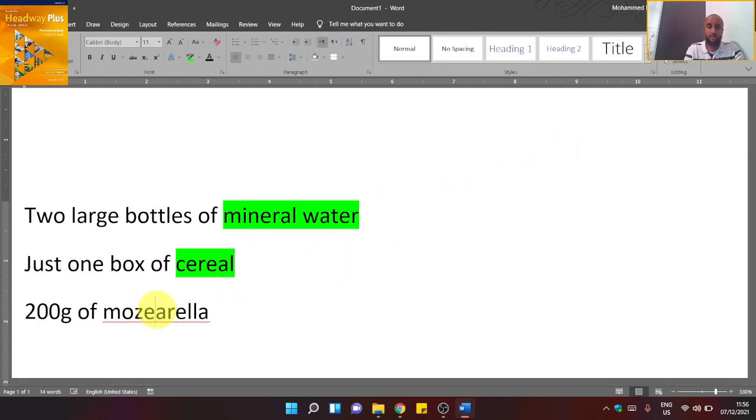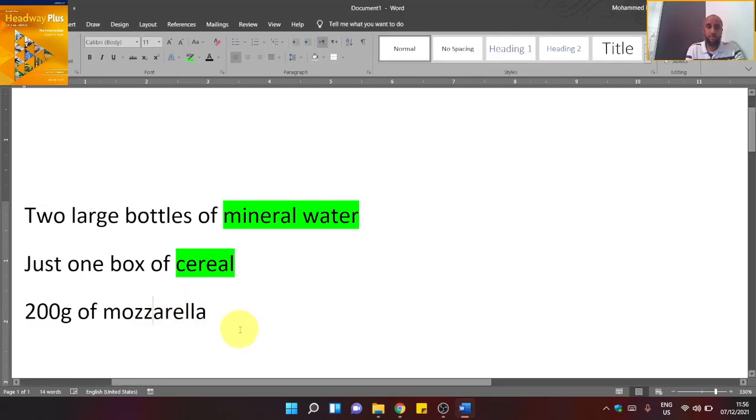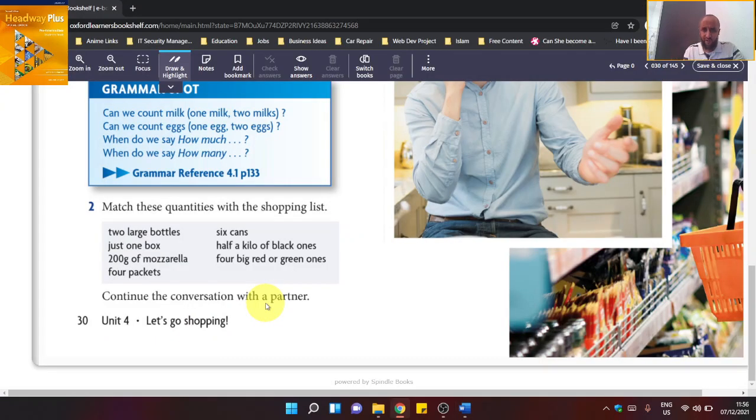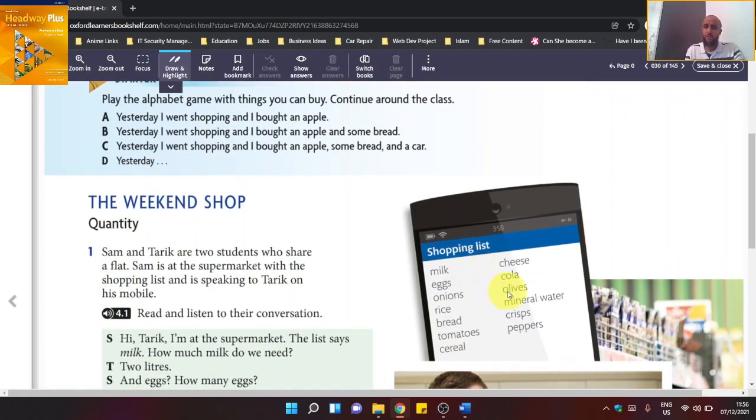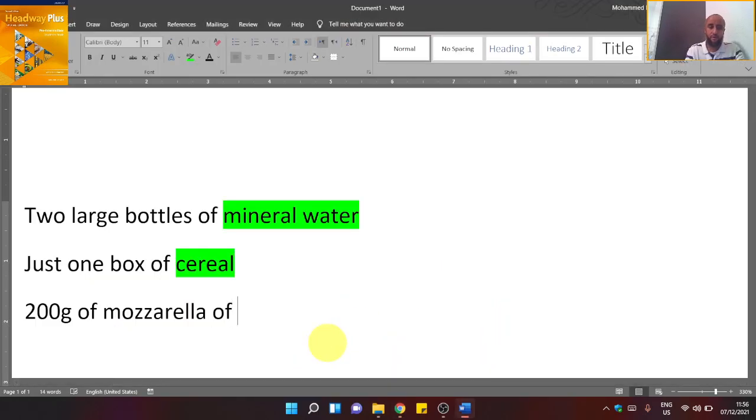Okay, this is M-O-double-Z. So 200 grams of mozzarella. Mozzarella is a kind of cheese, right, guys? So we should say 200 grams of cheese. Okay, so let's write of cheese. Excellent. All right, let me just highlight that for you guys to make it a little easier.